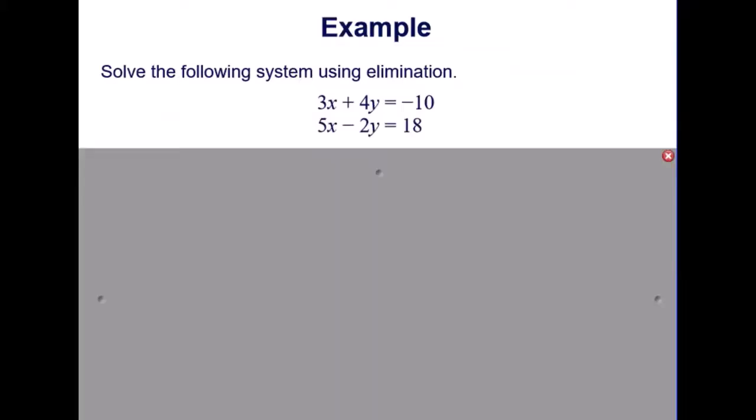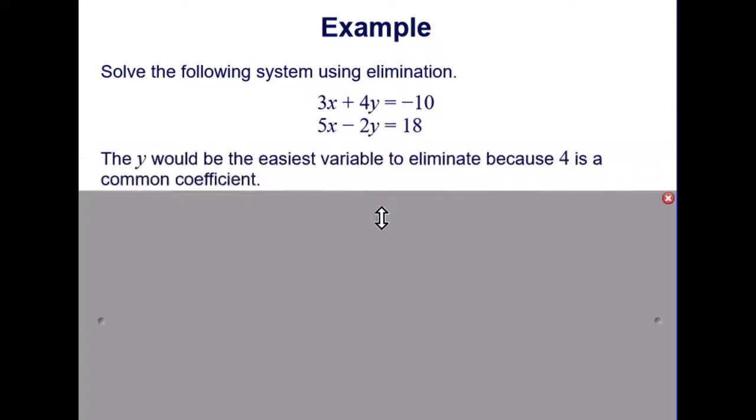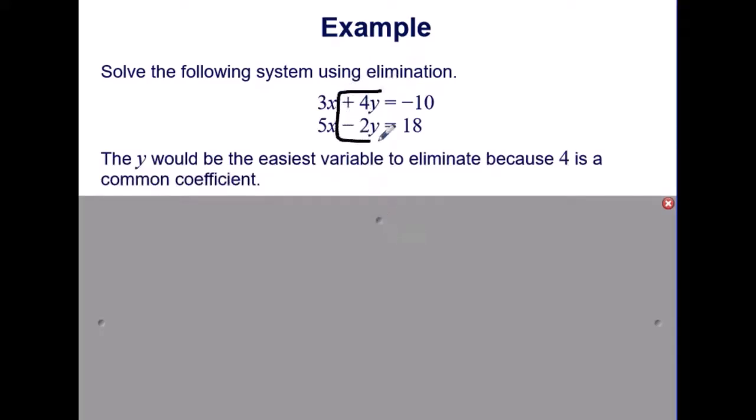Here's an example where this would apply. So it wants us to solve the system using elimination. But as the system is, I don't have the same or opposite coefficients. I have a 3x and 5x and a 4y and negative 2y. It's not easy to see which variable will eliminate. The y would be the easiest variable to eliminate though, because 4 is a common coefficient.